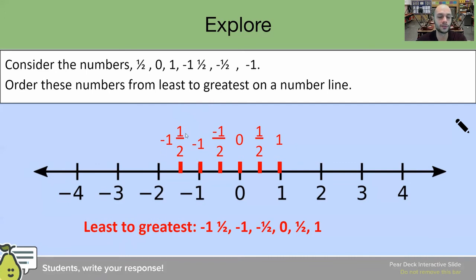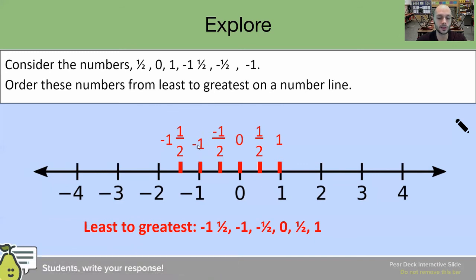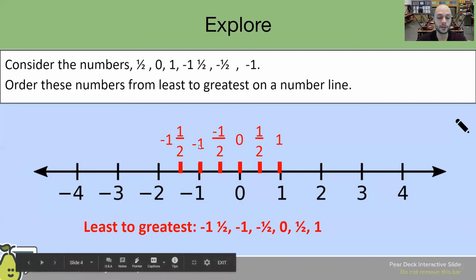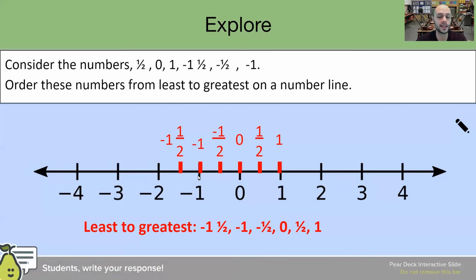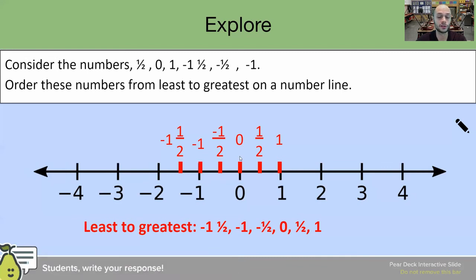So it makes sense for this one to be the smallest because remember, the further you go to the left, the smaller your value really is. So negative 1.5 goes first, followed by negative 1, which is exactly what we see here on the number line. Negative 1 is getting closer to 0, followed by negative 1/2, which is yet again getting closer to 0. It's actually halfway between negative 1 and 0. Then we have 0, which is directly above itself, which is good. Now we're finally neutral. We're not negative anymore.